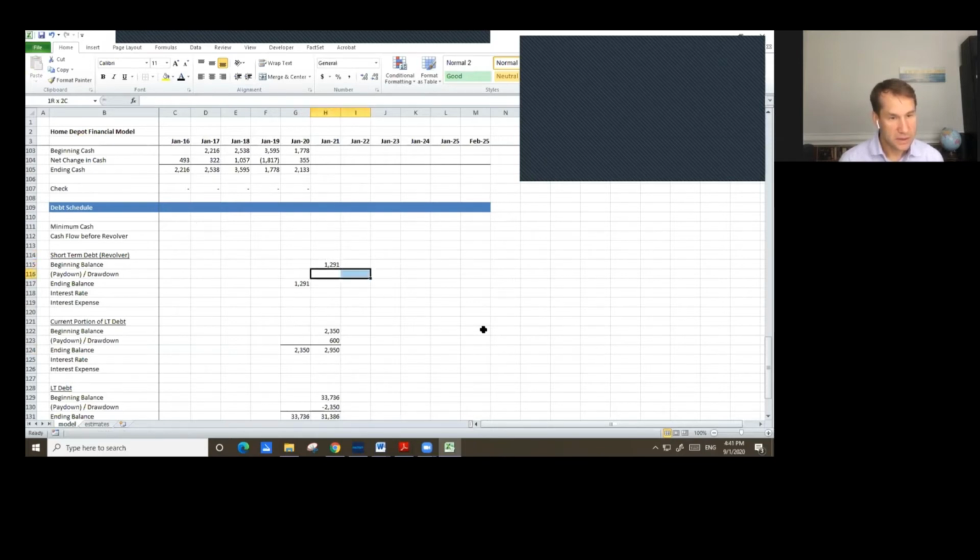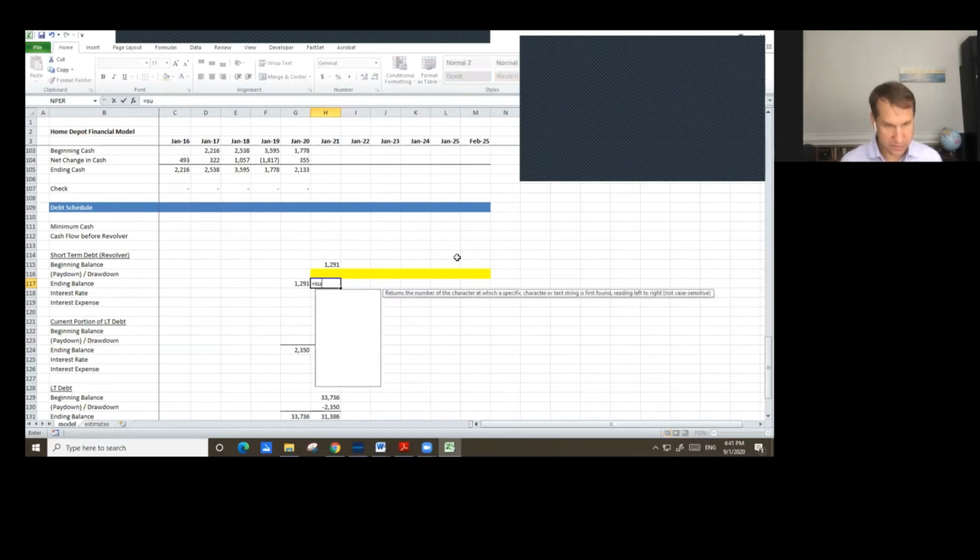Let me leave the revolver line for later. We'll have to build a pretty, I mean, the formula I had on the slide, but I don't want to get there yet. I will set up the balance so that we can use it for the balance sheet.